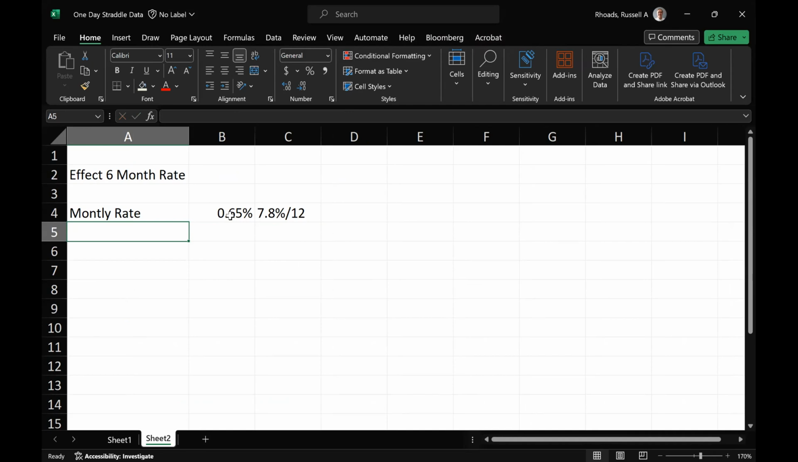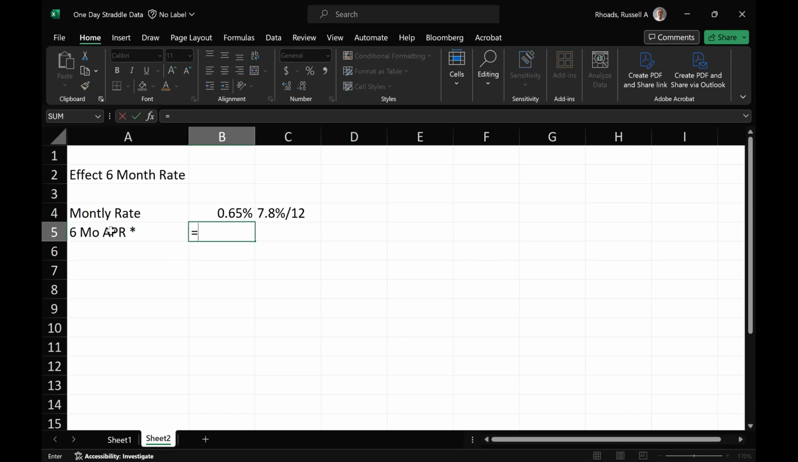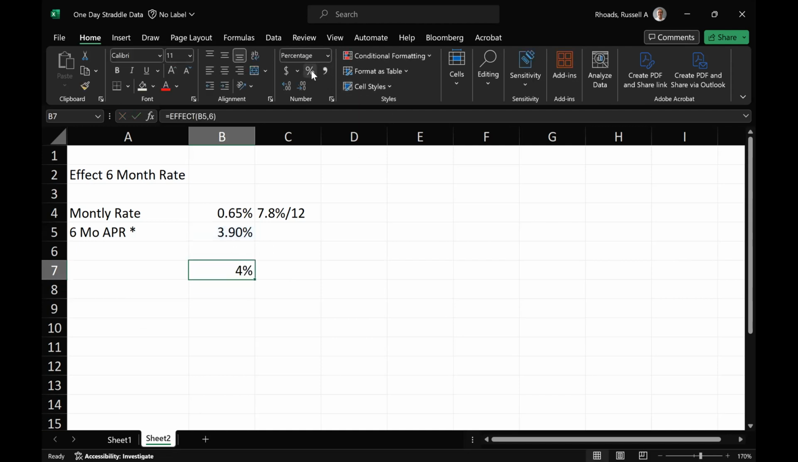Well, we could come up with, and this is not a real term, the 6-month APR. And I'm going to put a little asterisk after APR because that's just not a good term, but that's the best thing I can come up with at the moment. So that's the 0.65% times 6, which gives us 3.9%. And if we wanted to use the effect function, we can do effect 3.9% compounded 6 times. And that gives us that 3.96%.